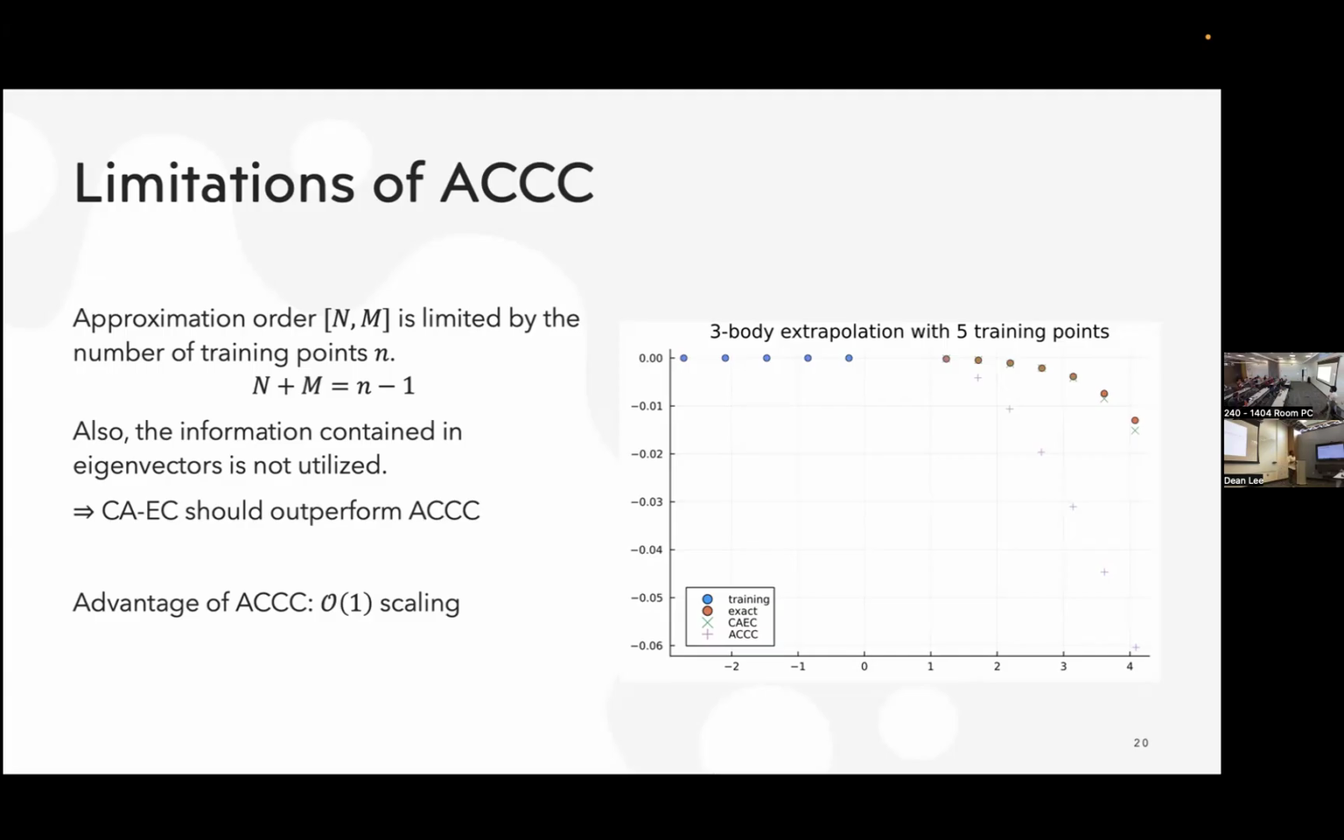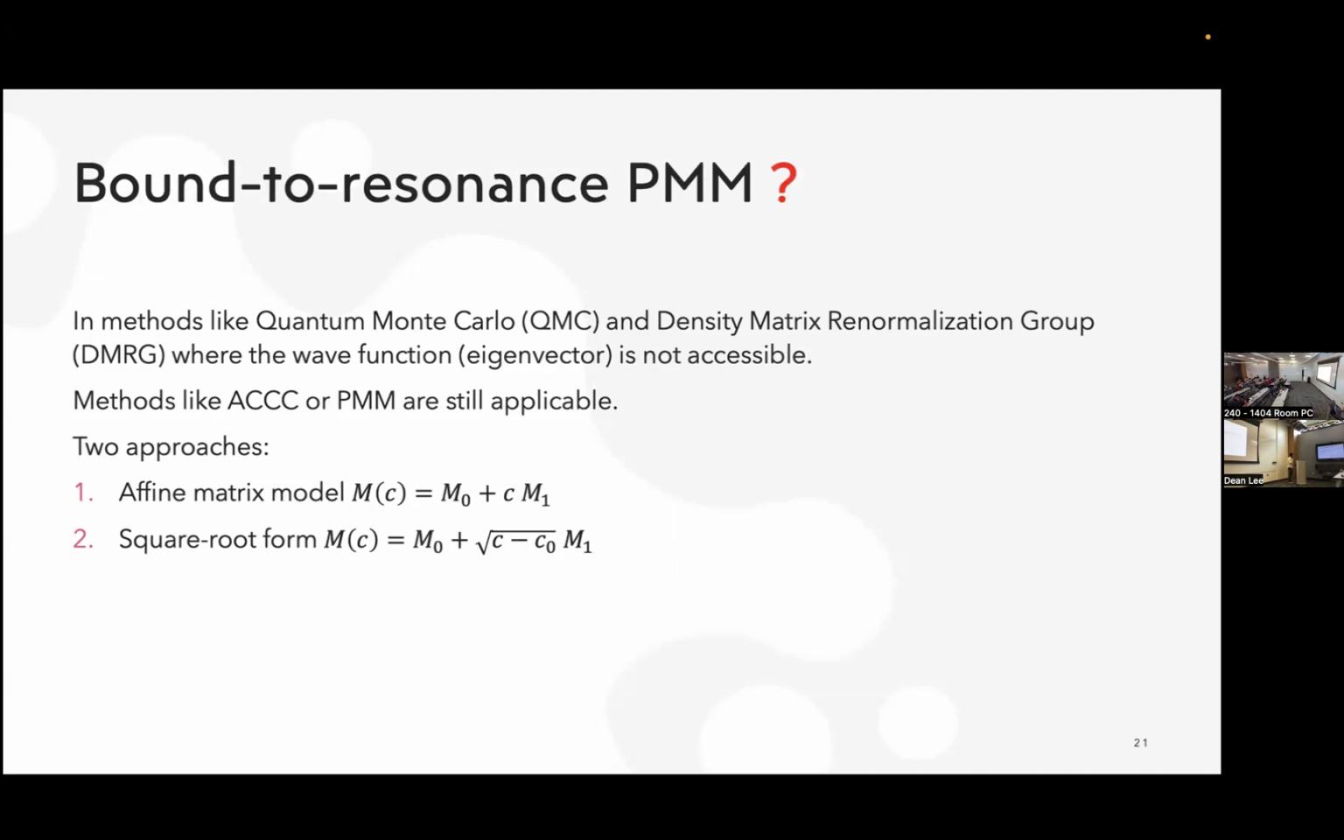Yes. So when you say analytic continuation, it's continuation of what? You're continuing the momentum as a function of the coupling constant. Okay. You feed it to the bound states and then you extrapolate the resonance. But there's one advantage here because it doesn't care about the number of particles, unlike EC. So it has O(1) scale. That's the only advantage I can think of. Okay, so that's all about ACCC.